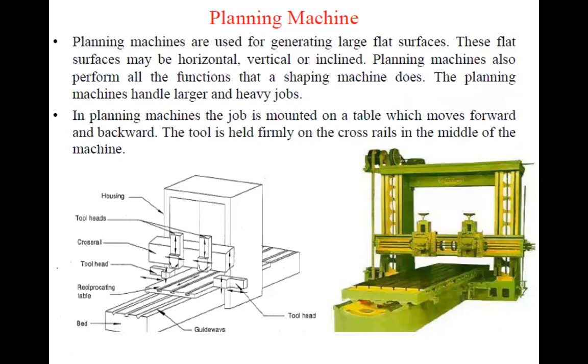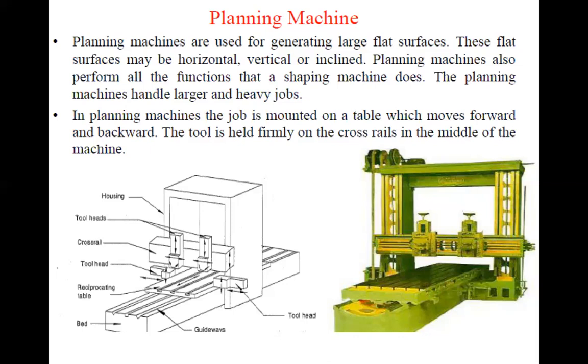In the planing machine, the work is mounted on the table, which moves forward and backward. I'm not talking about slotting now, as shaper and slotter are the same. In the shaper machine, we keep the workpiece on the table, and the ram holding the tool reciprocates forward and backward. Here, quite the opposite happens. The job is mounted on the table, but the table moves forward and backward. The ram is not moving here. Please remember, in shaper and slotter we use a ram, but here we are not using a ram.